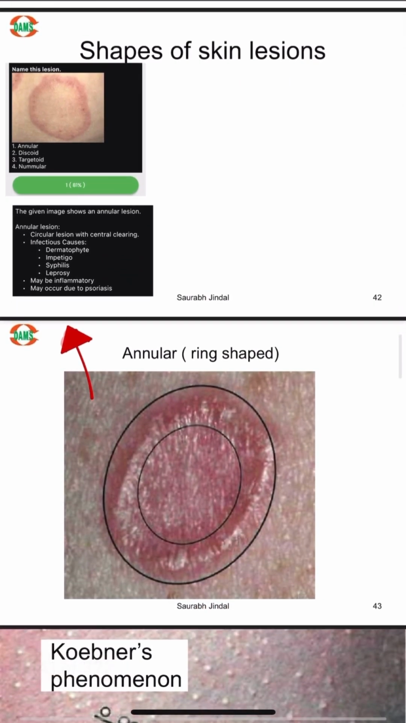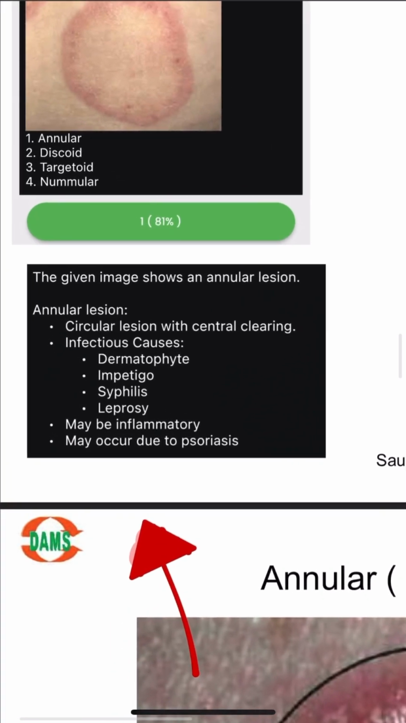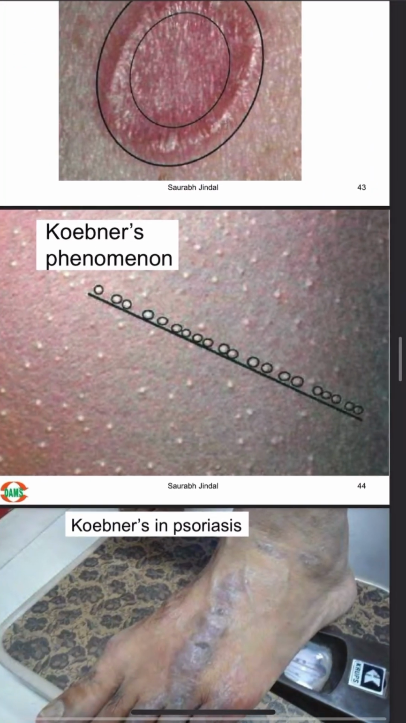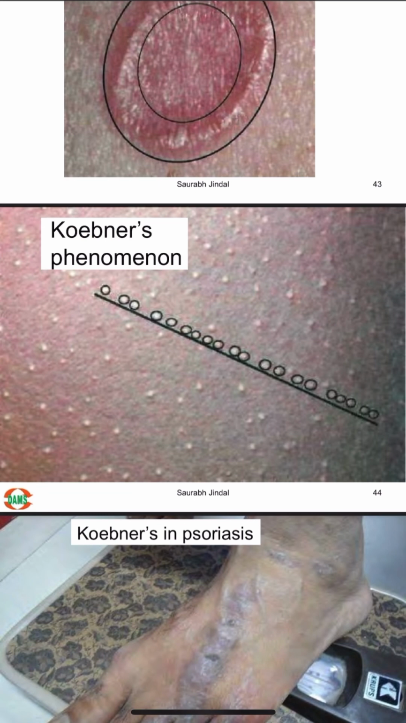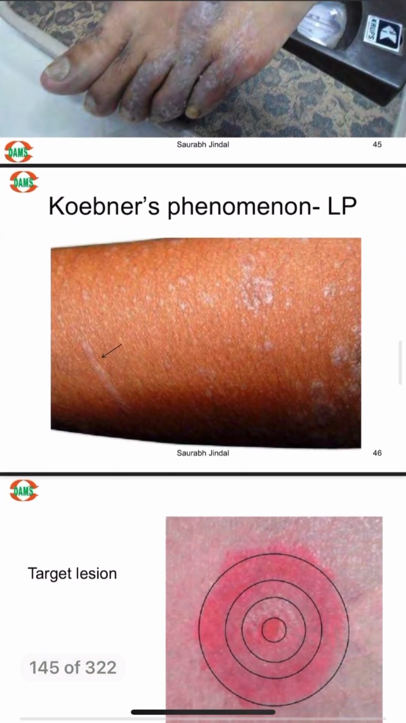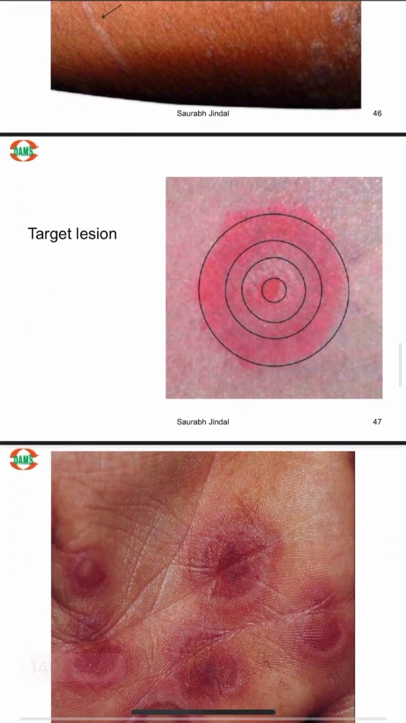Now let us see some shapes of the skin lesion. This here is annular or ring-shaped. These are present in lesions like dermatophyte, impetigo, syphilis, leprosy. Here there is central clearing. This is Koebner's phenomenon in which there are lesions over the trauma line. See this Koebner's in psoriasis. This is Koebner's in lichen planus. These are the target lesions.